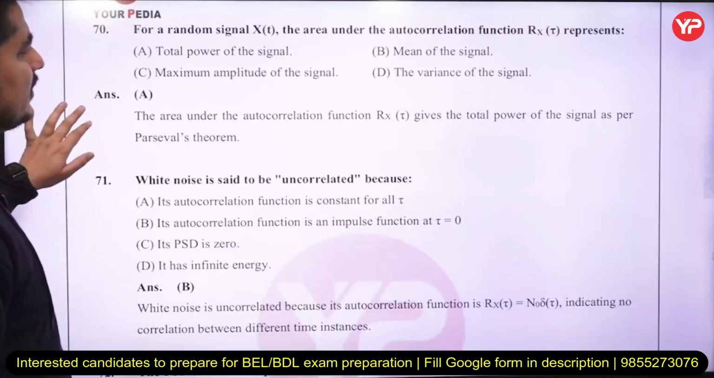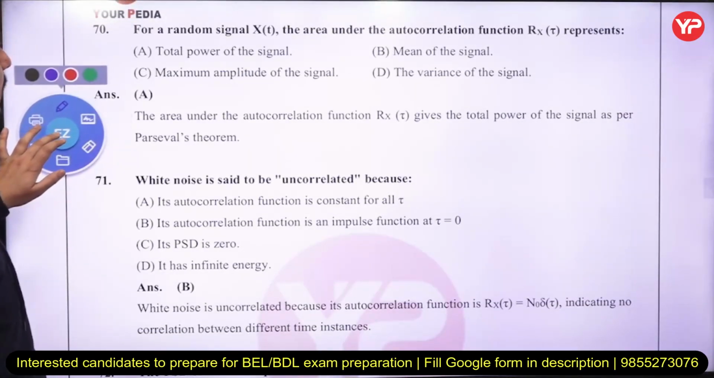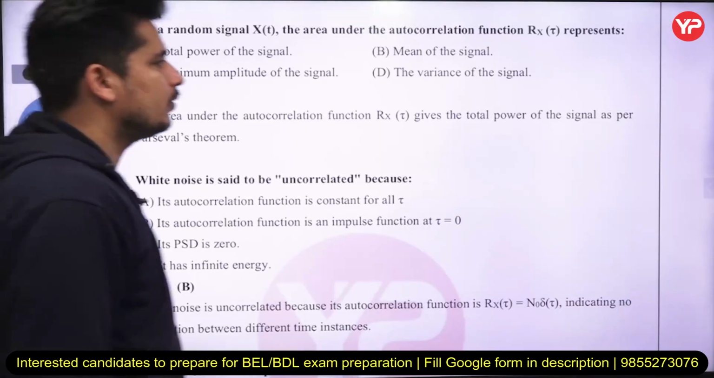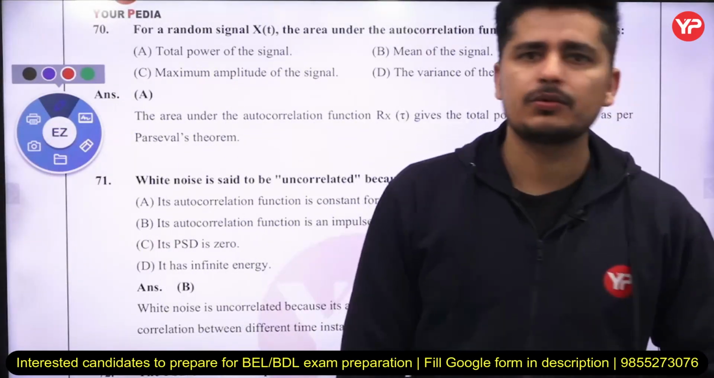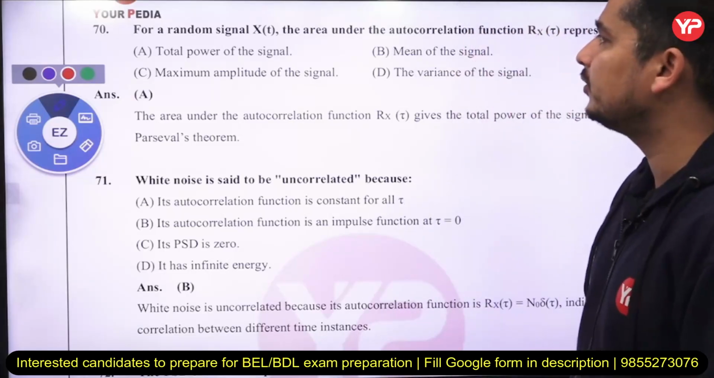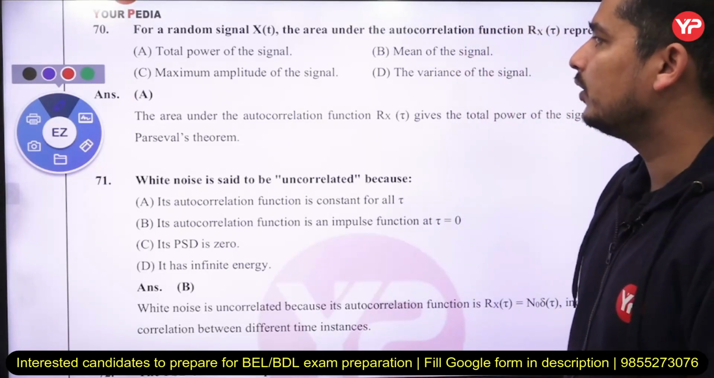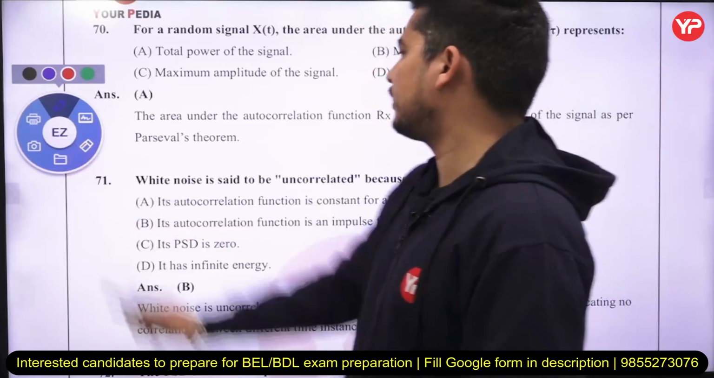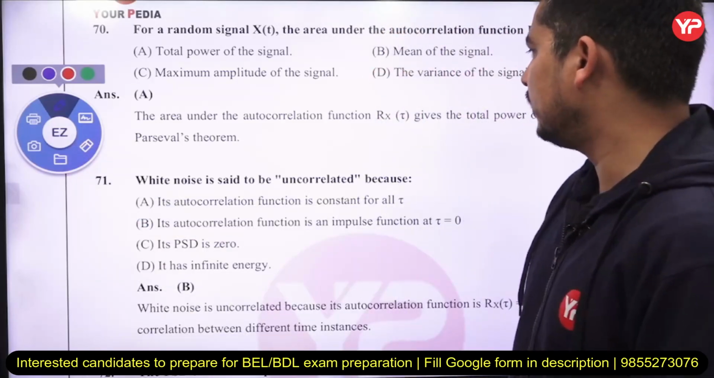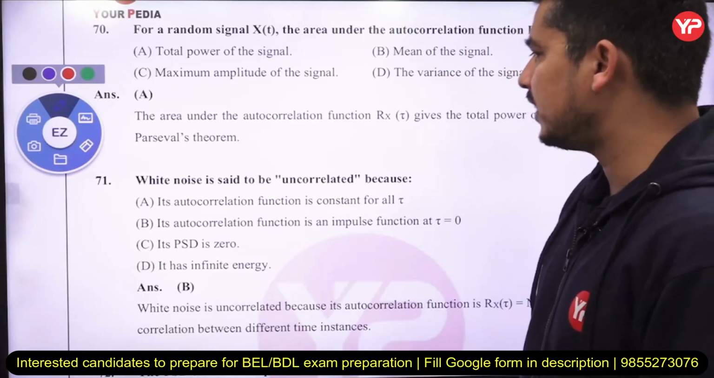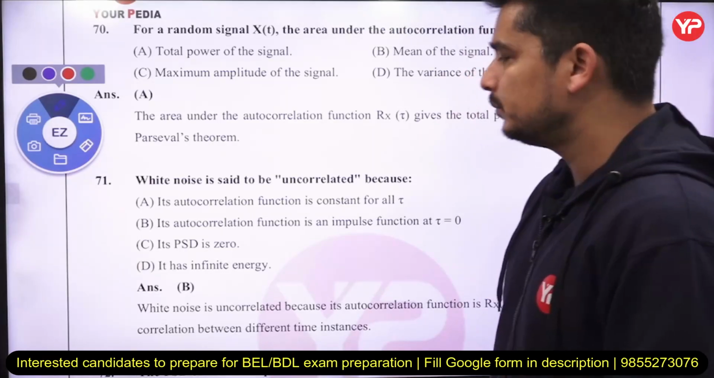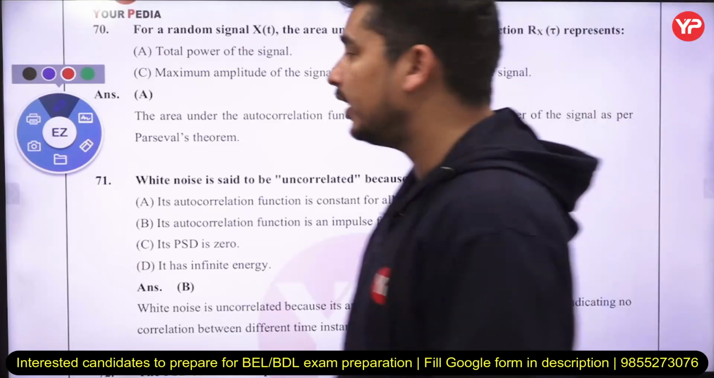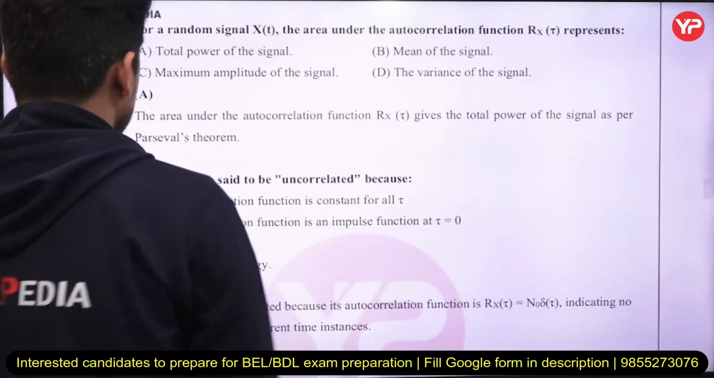For a random signal x(t), what does the area under the autocorrelation function represent? Whenever we talk about the area under the autocorrelation function, that will provide you the total power of the signal, according to Parseval's theorem, right? Next one: white noise is said to be uncorrelated, because its autocorrelation function is an impulse function at the origin. So the answer is B.